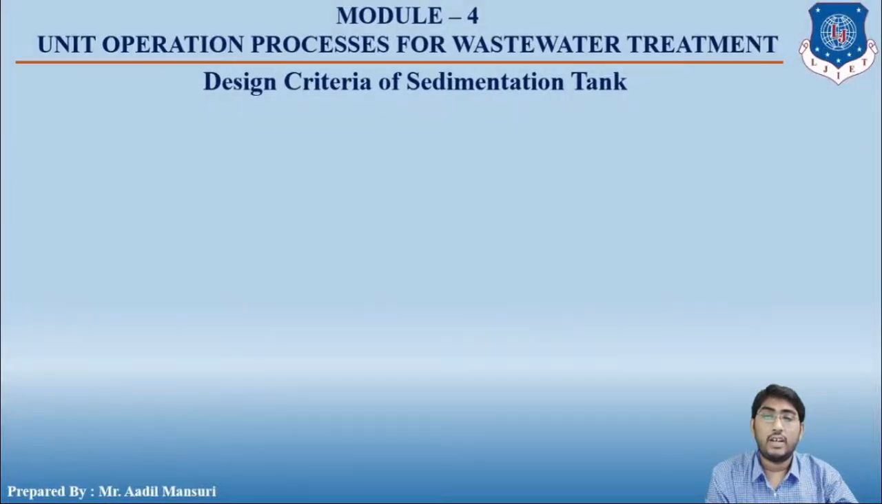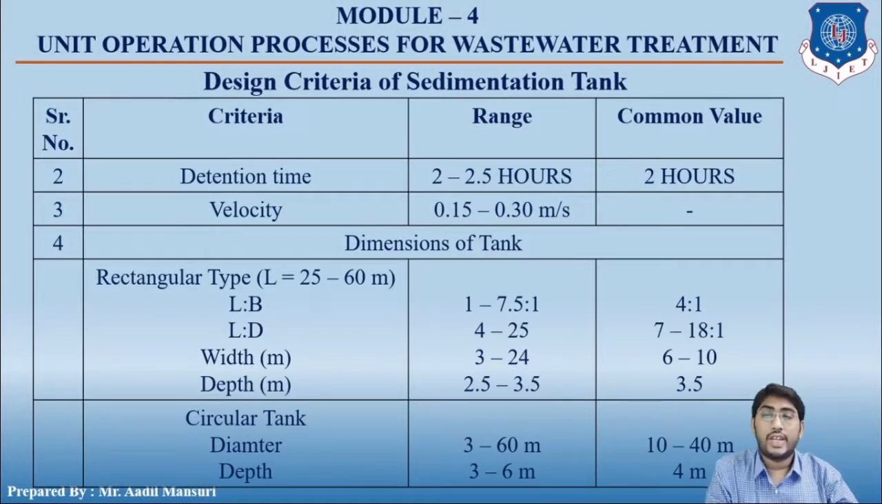Let us have a look at other criteria. The second one is the detention time. Detention time for wastewater in a sedimentation tank is between 2 and 2.5 hours, and the common value you take is 2 hours. Then velocity is between 0.15 to 30. Clear? There is no common value. The range of velocity should be between 0.15 and 30 meter per second.